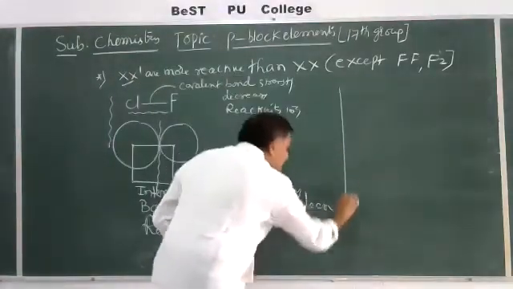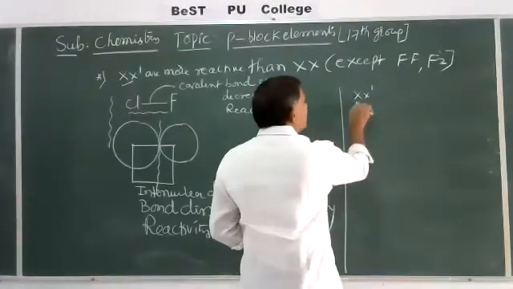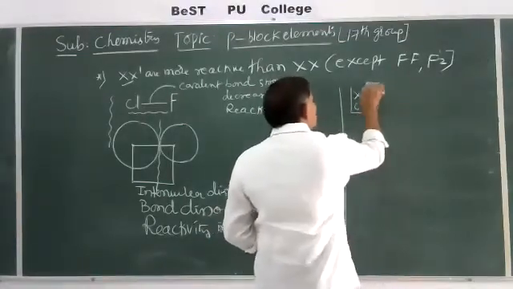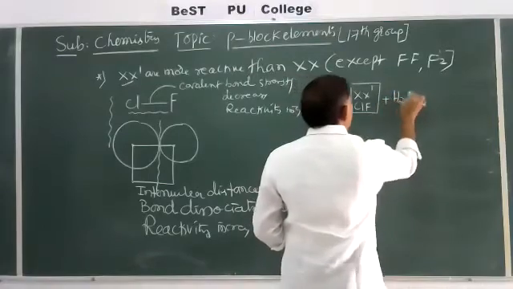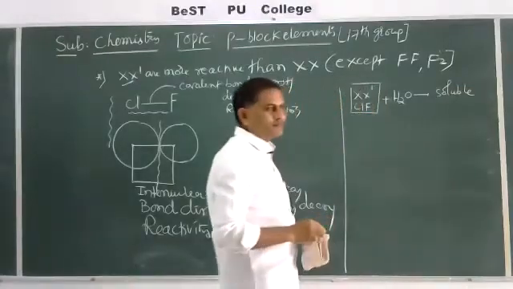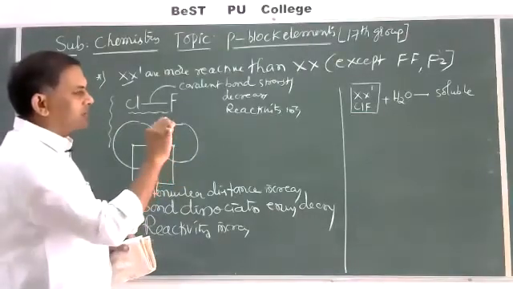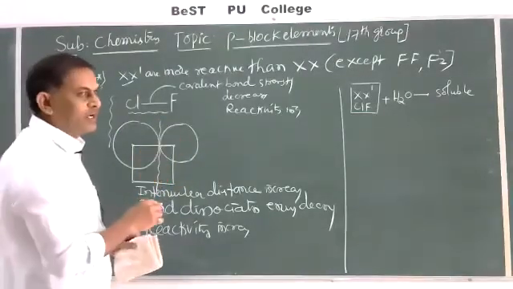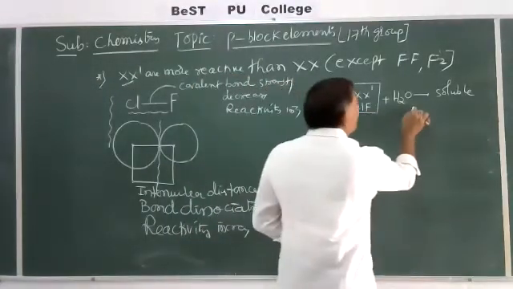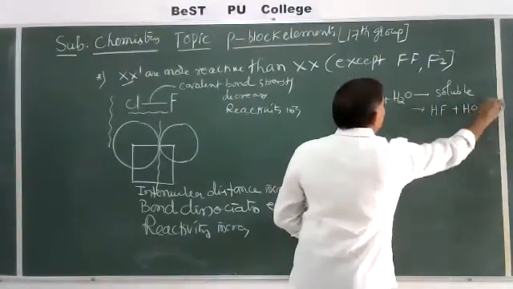Whenever interhalogen compounds like X X', like ClF, or any interhalogen compound, are dissolved in water, they are readily soluble in water. The soluble nature is very, very important. So the interhalogen compounds X X', X X'3, X X'5, X X'7, whatever it is. When the compounds are dissolved in water, they give the corresponding HF and HOCl.